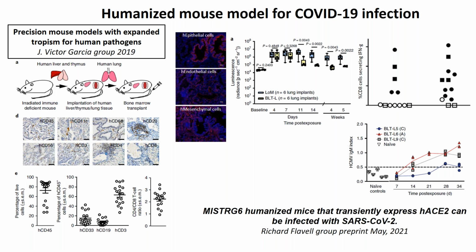RSV. And then recently there's a paper which just came out last month, and it's still in review, published by Richard Flavell's group from Yale, where they used MISTRG6 humanized mice to study SARS infection. In this paper, they suggest that this animal model can recapitulate all the pathology of COVID-19.